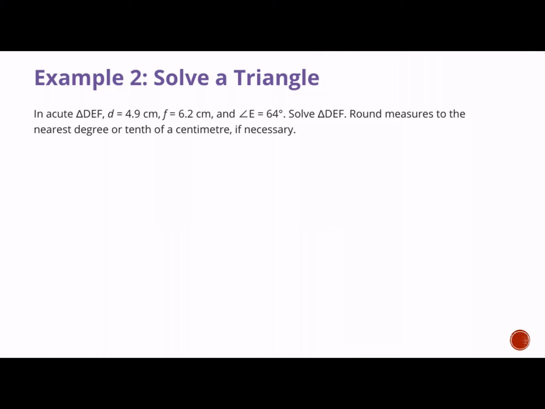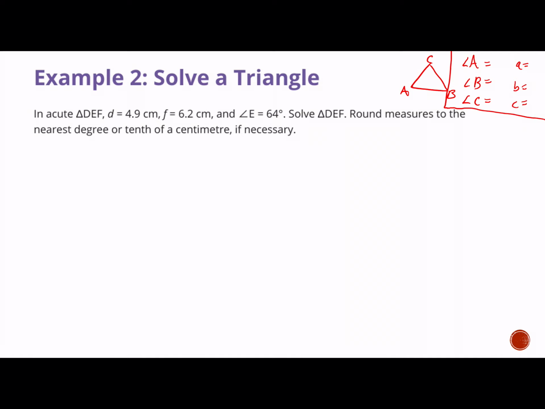Example 2, solving a triangle. So again, solving a triangle means we want to have the 3 angles. We want to know what the 3 angles are. We want to know what the 3 sides are. So finding all 6 pieces of that information. So this one isn't drawn for us. We need to draw it.